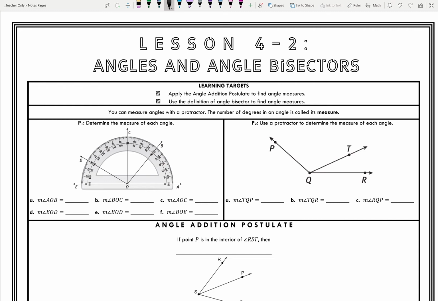Okay, so P1 says to determine the measure of each angle. So what we're going to do is look at this protractor that we have right here. First it wants us to find the measure of angle AOB. Okay, so what does that mean? We know how to find that because of how we name angles.